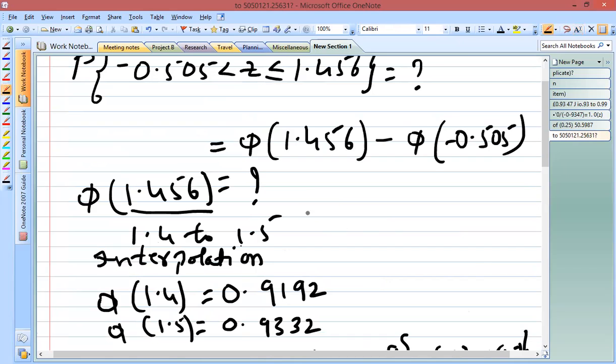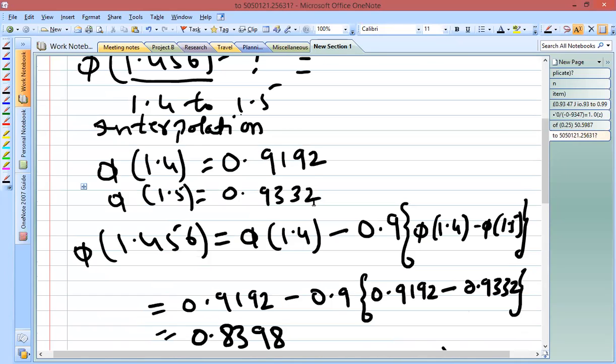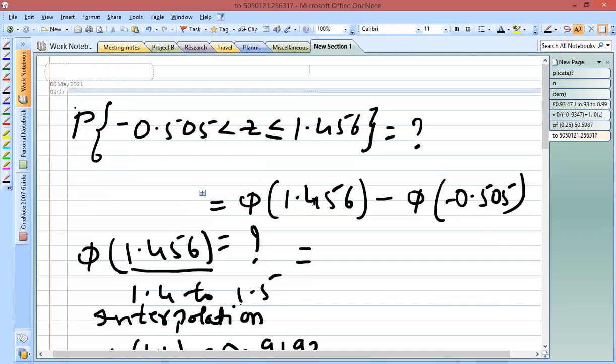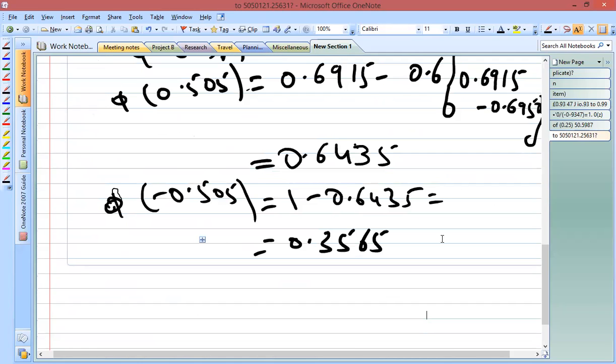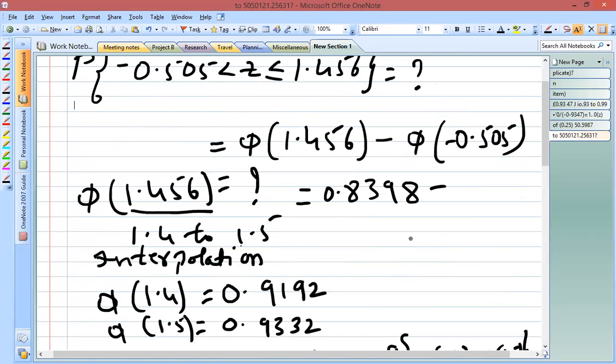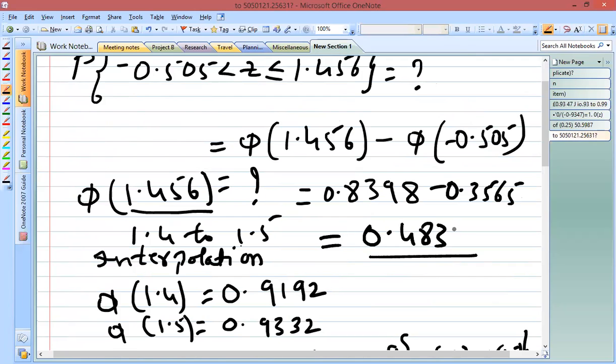Put it here, subtract and tell me the answer. So phi of 1.456 is 0.8398, minus phi of minus 0.505, which is 0.3565. This is equal to how much? 0.4833, ma'am. Yes, 0.4833.